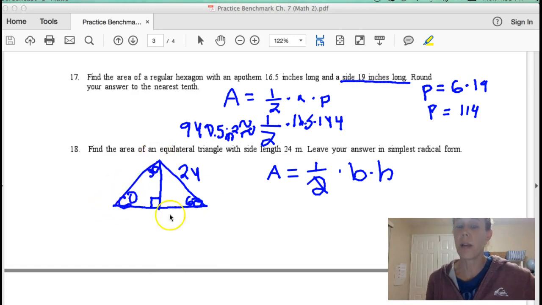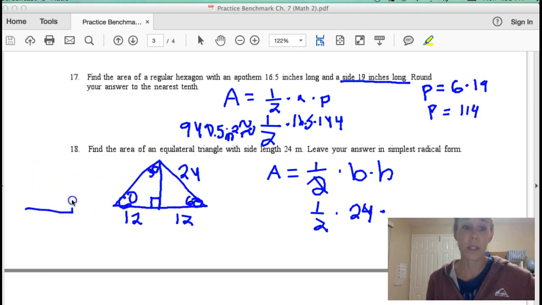Because this is equilateral and I cut it right in half, this is going to be 12 here. And this will be 12. Now I know my base is going to be 24. Because I have 12 and 12, this is going to be 24. So I'm going to go 1/2 times my base. I need my height. That's what I need here. To get my height, I'm going to use my 30, 60, 90 ratios.